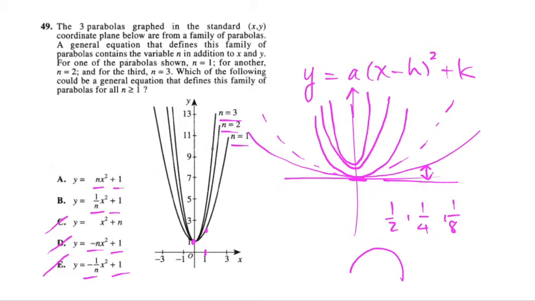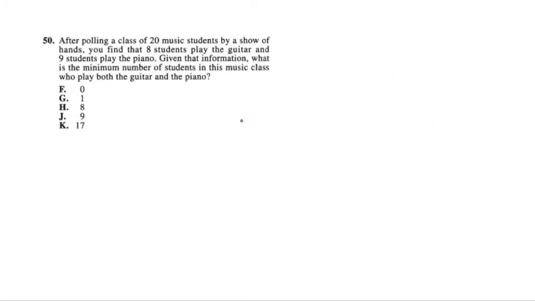Thus, here, if we look at it, as n increases, it's getting further away from the x-axis. And so it's this situation and not this one. This number is getting bigger, not smaller. The answer is A.